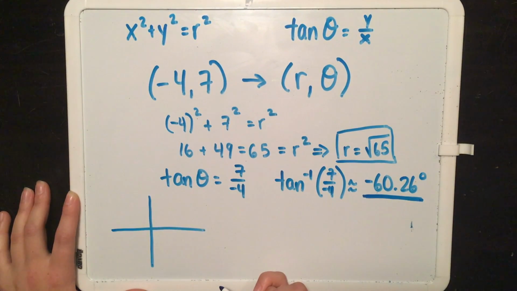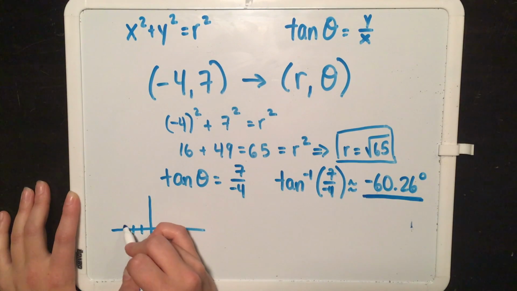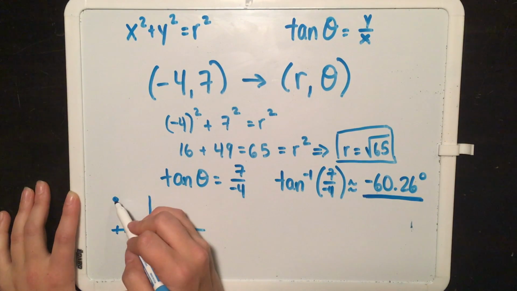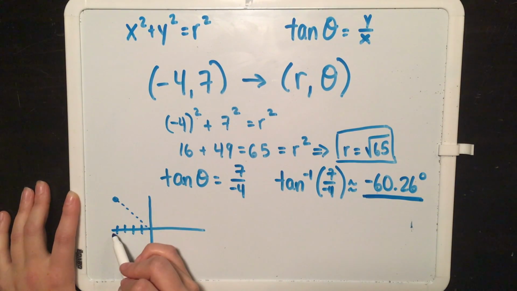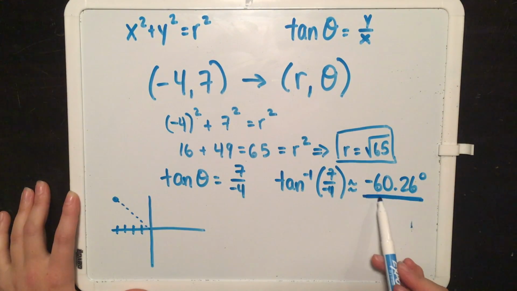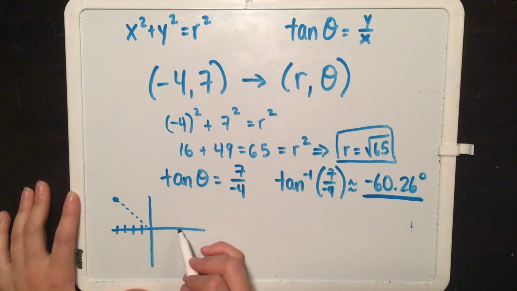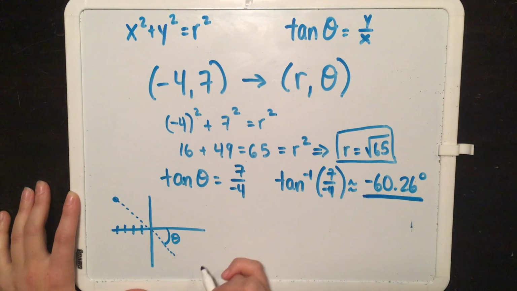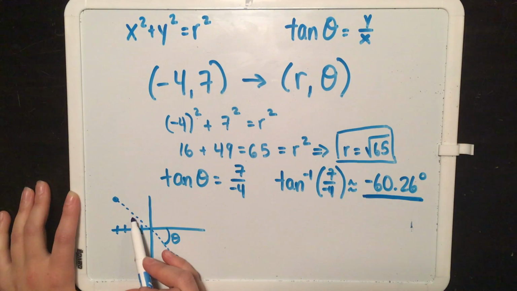(-4, 7) is somewhere in the second quadrant, because our x value is negative and our y value is positive. But if you look at -60.26 degrees, that's going to fall in quadrant 4 over here. So we want the angle that's going to be in quadrant 2 but coterminal to this angle.